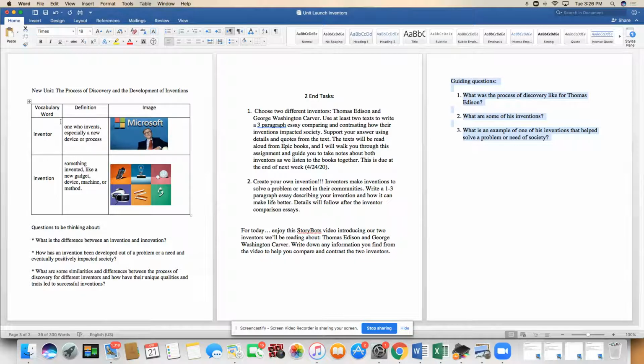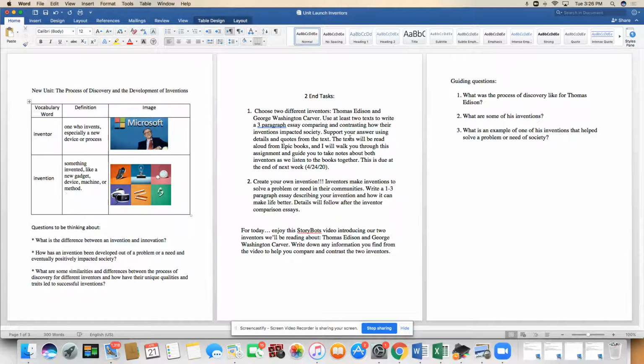We know that we're working on the process of discovery and the development of inventions. Our first vocab word is inventor, and that's one who invents, especially a new device or process. An invention is something invented, like a new gadget, device, machine, or method. We also know that at the end of this week, after we read this Thomas Edison book, and later in the week a George Washington Carver book, we're going to be writing a 3-paragraph essay comparing and contrasting how their inventions impacted society.